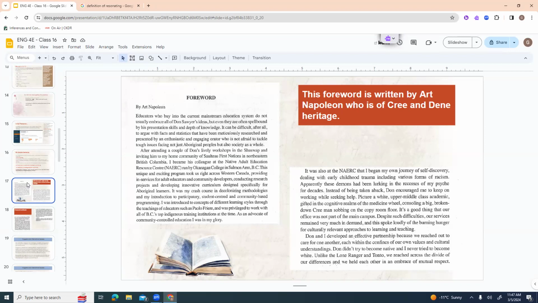Picture a white upper middle class academic gifted in the cognitive realms of the medicine wheel, consoling a big broken down Cree man sobbing on my copy room floor. It's a good thing that our office was not part of the main campus. Despite such difficulties, our services remained very much in demand, and this spoke loudly of the burning hunger for culturally relevant approaches to teaching and learning.